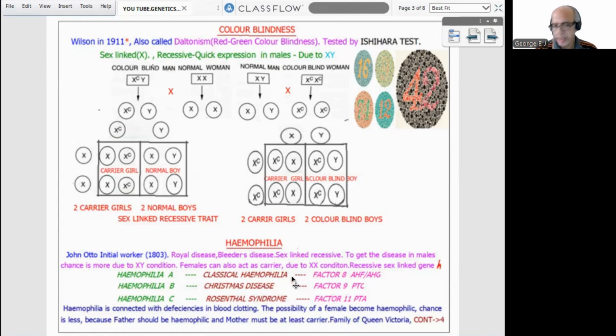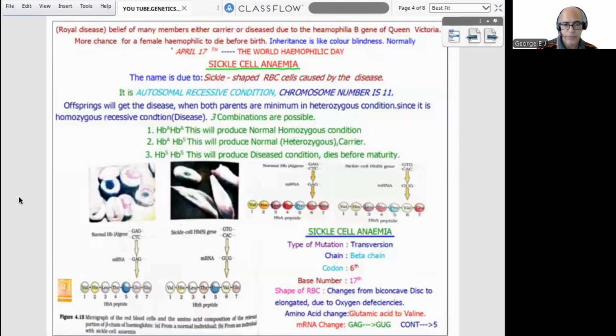Hemophilia is connected with deficiencies in blood clotting, so delayed blood clotting, etc. The possibility of a female becoming hemophilic is comparatively less because both X chromosomes should bear that gene. The father should be hemophilic and the mother must be at least a carrier. Then there is a chance for the daughter to get the disease. And it is connected with the family of Queen Victoria, royal families. So that is why there is a name for this disease, royal disease. It is believed that many members, either carriers or diseased, inherited the hemophilia B gene of Queen Victoria.